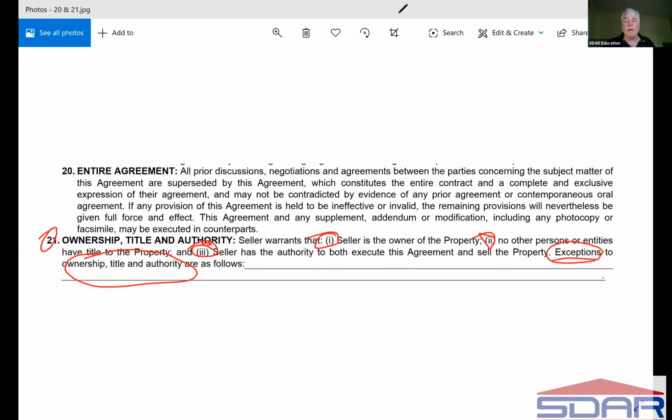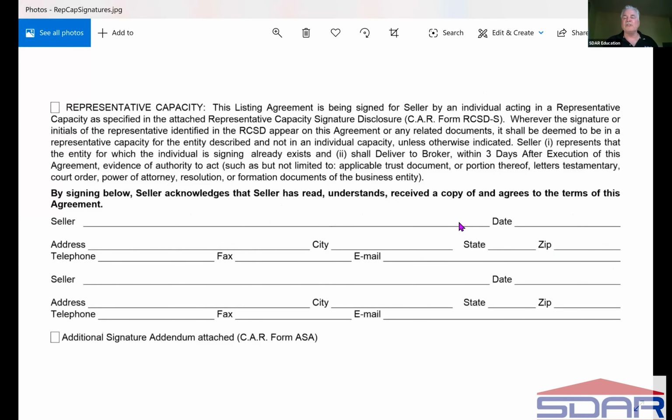Okay, so good. So let's go back. I'm going to clear the screen and let's go ahead and go on with the next part of things. So again, this is my entire agreement. This is the seller representing that they have title to the property and that nobody else is going to come in and lay claim to that. Okay, so let's go ahead and click on the second part. So now we're going to talk about some really fun stuff. We're going to talk about representative capacity.